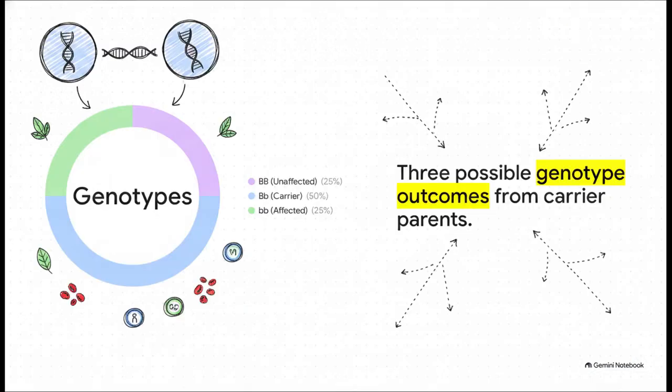We end up with a highly predictable set of probabilities. From two totally healthy parents, we get three different genotype outcomes. There's a 25% chance of the child being big B, big B, completely unaffected, not even a carrier. Then there's a 50% chance they'll be big B, little b, meaning they'll be just like their parents, healthy but carrying the gene. And finally, there's a 25% chance that those two recessive little b alleles link up, resulting in an affected child.